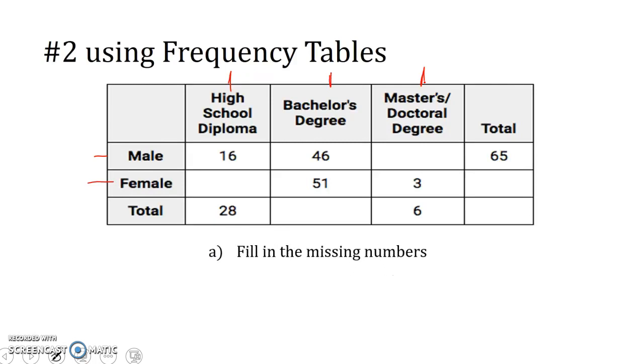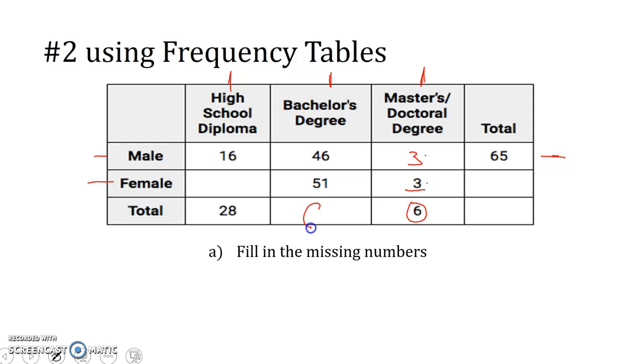So the first thing that we would want to do here is fill in the missing numbers. Like for example, if here I have a 6 and this is a 3, I know there has to be a 3 here, because if there are 6 total people with master's degrees and 3 of them are females, the other 3 have to be males. That should also mean that if I take 16 plus 46 plus 3, I would get 65, and hopefully that's the case. I'm going to check that on my calculator just to make sure. If I take 16 plus 46 plus 3, that does give me 65. So I know I'm good in this row here.